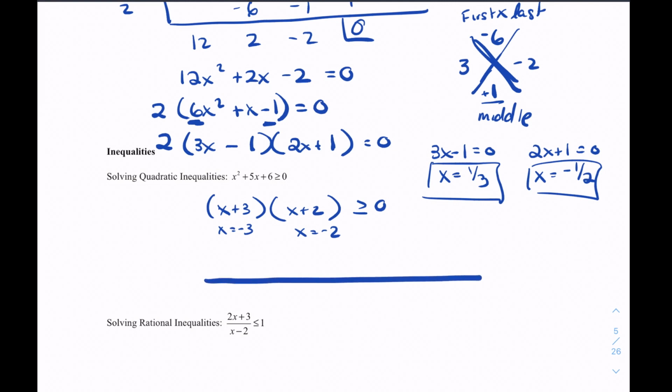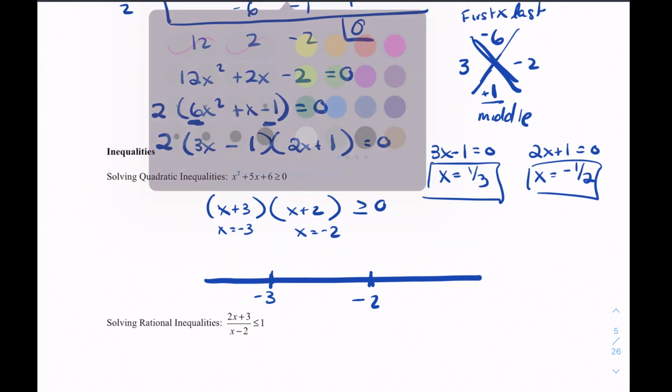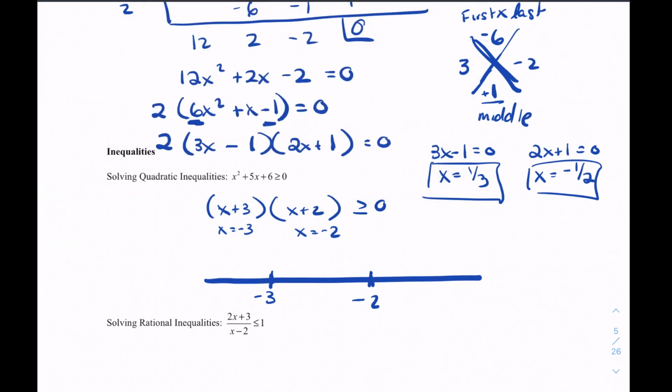These we put on a number line, -3, -2, and what we're going to do is test values in between those intervals. So we have 3 intervals that we have to check. To the left of -3, we pick a number. So let's say -4, that's easy. We have -4 plus 3, which is -1, times -4 plus 2, which is -2. A negative times a negative is a positive. Now, I'm going to use a little cheat here because this is a quadratic, and the quadratic, if you think about it, does this. So I go positive, negative, positive.